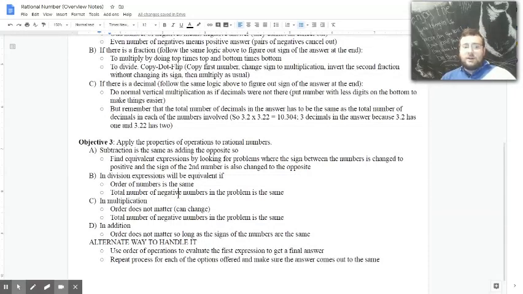In addition, the order does not matter either, so long as the signs of the numbers and the numbers themselves stay the same. Lastly, an alternative way to figure out those expressions is to use order of operations to evaluate the prompt to get a final answer, and repeat the process for each of the options offered to make sure that the answer comes out to be the same.